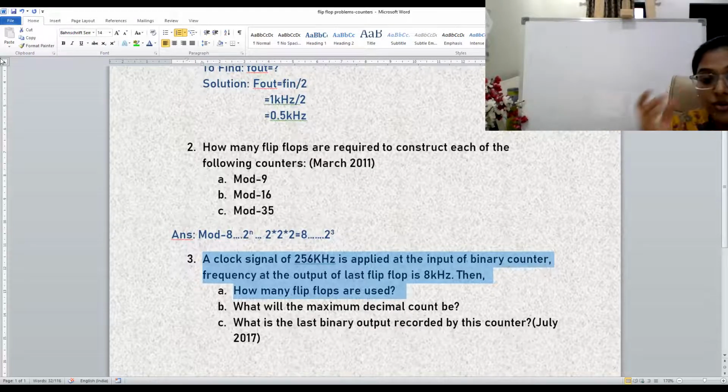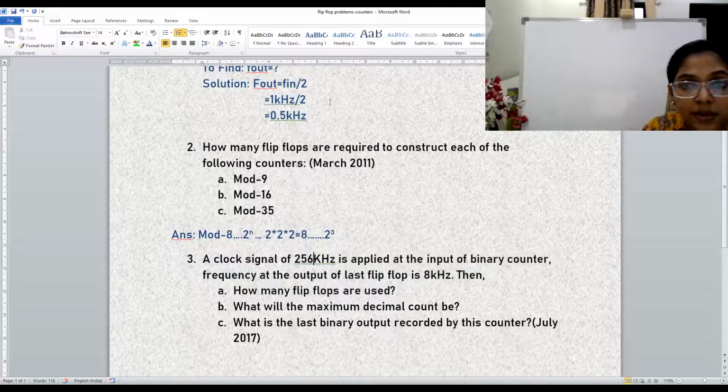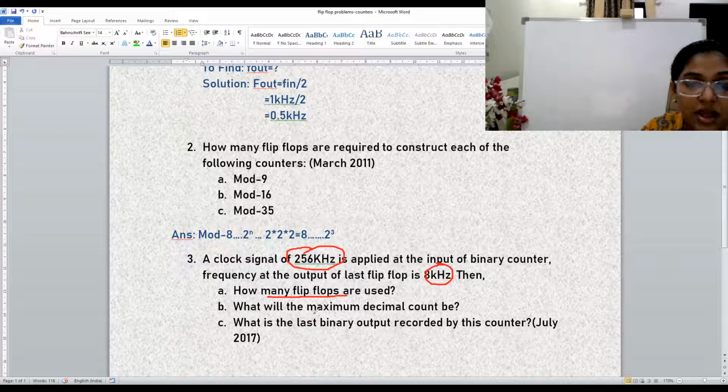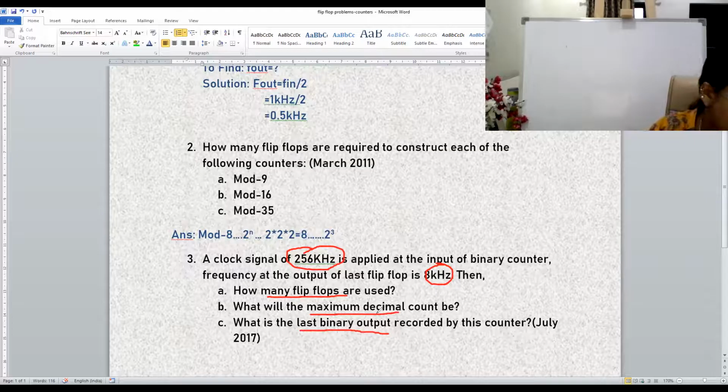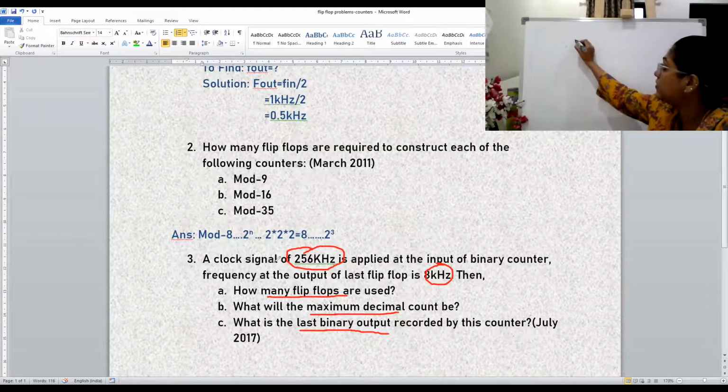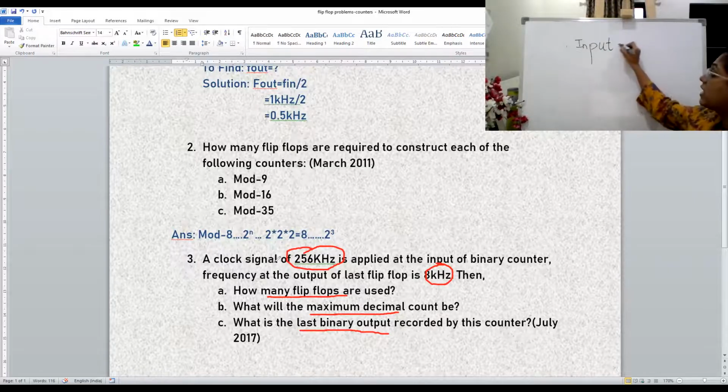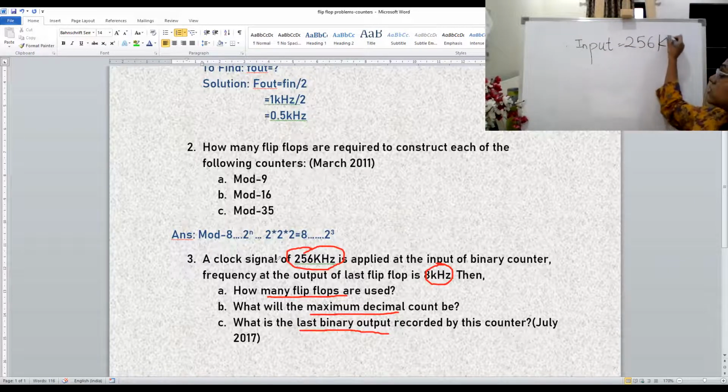They've not told us. उन्होंने सिर्फ इतना बोला है कि इनपुट पे 256 किलोहर्ट्ज है और आउटपुट पे 8 किलोहर्ट्ज. ठीक है, अगर ये इनपुट और आउटपुट दिया है तो हाउ मेनी फ्लिप फ्लॉप्स आर यूज्ड, मैक्सिमम डेसिमल काउंट क्या है और लास्ट बाइनरी काउंट क्या है, ये फाइंड आउट करना है. नो प्रॉब्लम, प्लीज लुक एट द बोर्ड. क्या दिया है? इनपुट फ्रीक्वेंसी. ओके, आई एम राइटिंग बिग. इनपुट फ्रीक्वेंसी क्या दिया है? 256 किलोहर्ट्ज. ओके, आई थिंक दैट्स नॉट विजिबल.